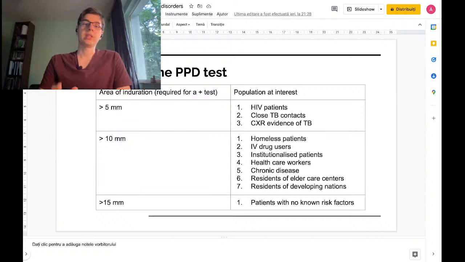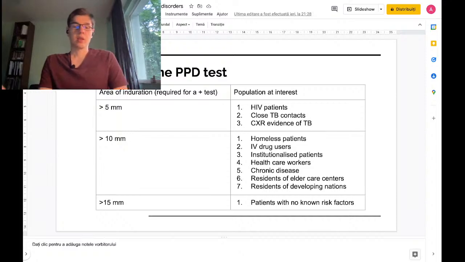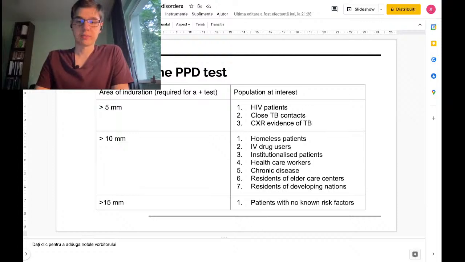Also, we can consider a positive PPD test that is greater than 15 millimeters in the induration area for patients with no known risk factors. Okay, are there any questions on this subject?